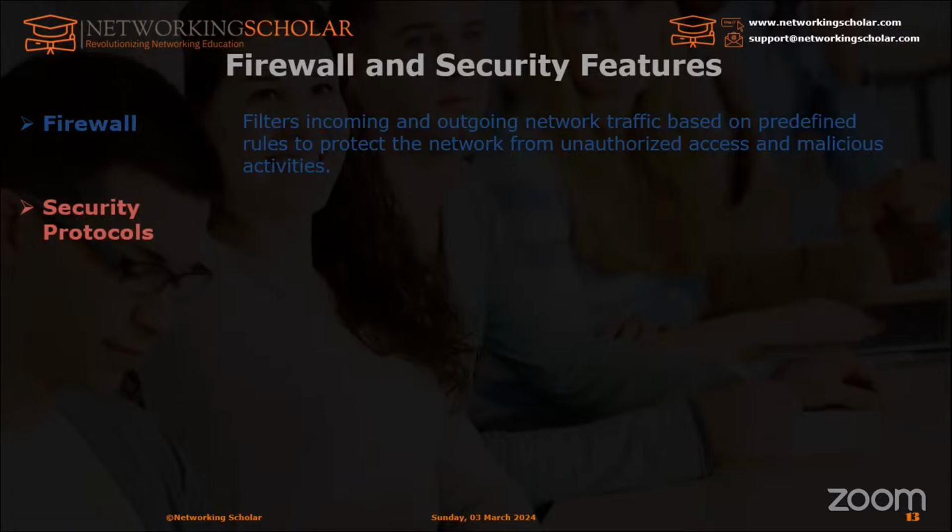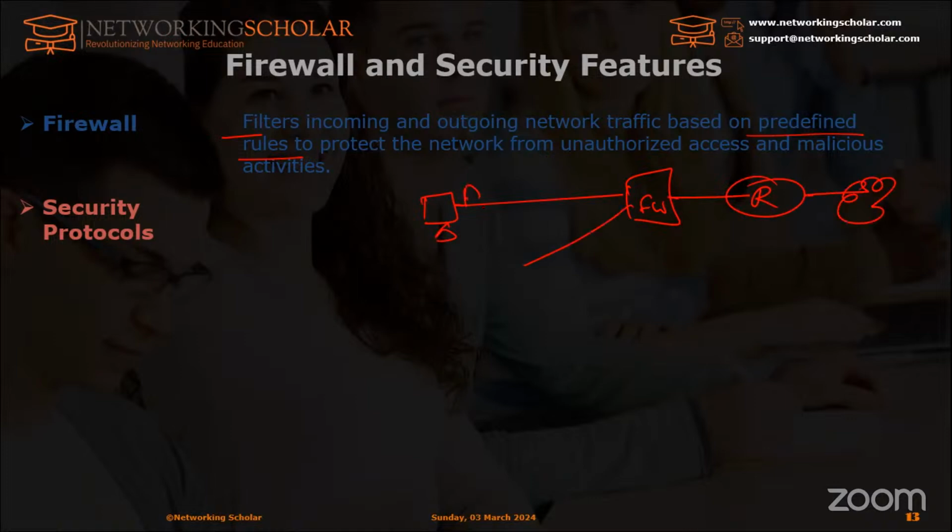So what is a firewall doing? It is filtering our incoming and outgoing traffic based on preferred rules. Suppose that there is a user and we have a firewall and this is a router. Okay. And here is the internet. There is user A and user B. Suppose that we have created a policy: user A is only allowed Google and user B is only allowed Facebook. Then we can create a rule on the firewall and it will help us to manage that access based on preferred rules.